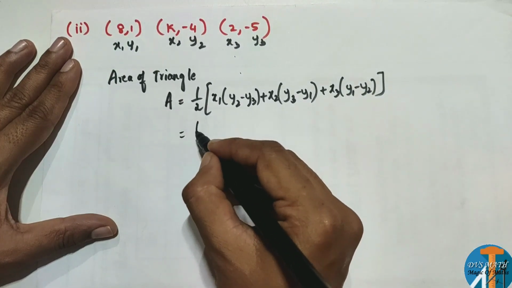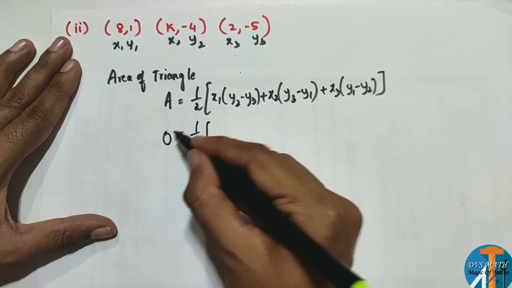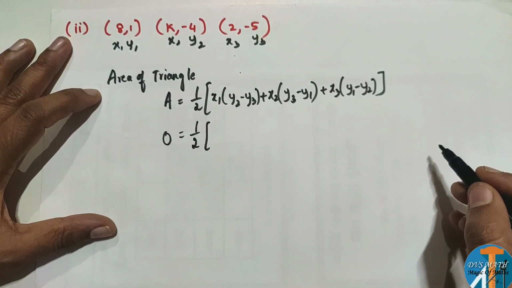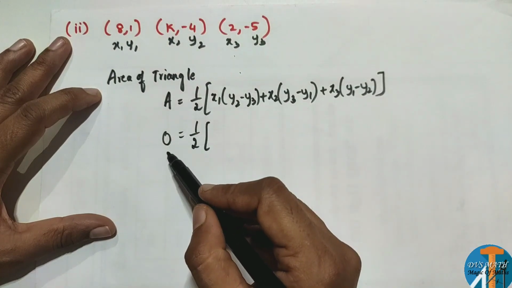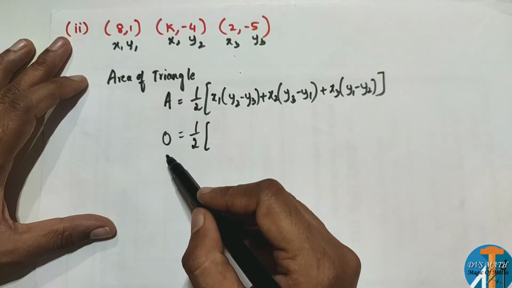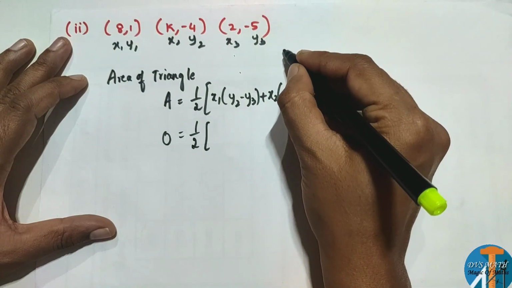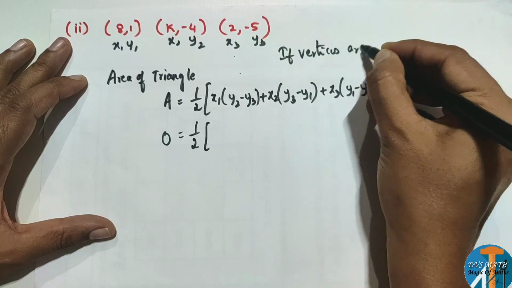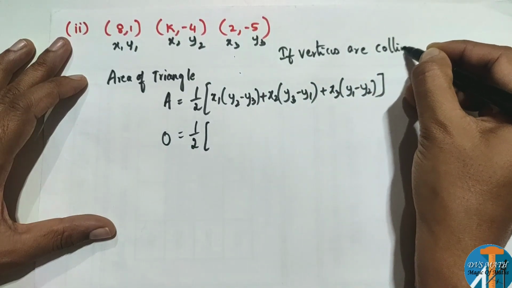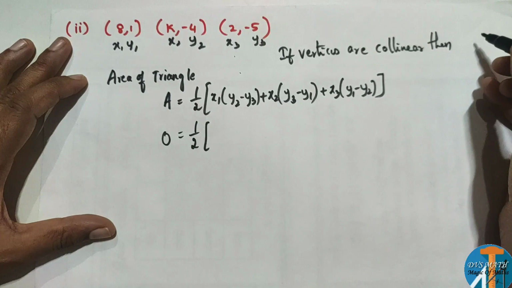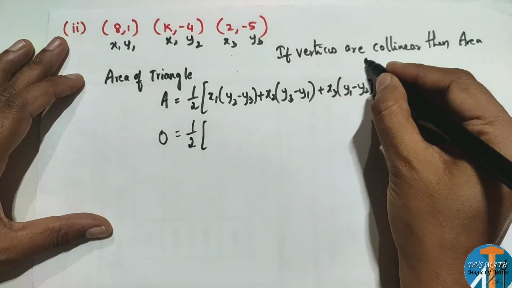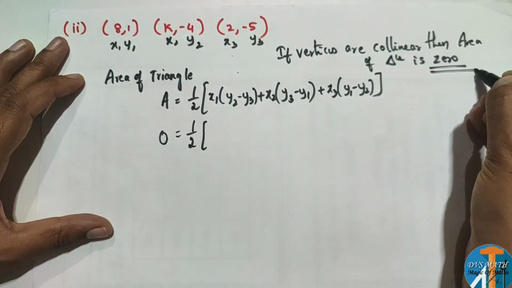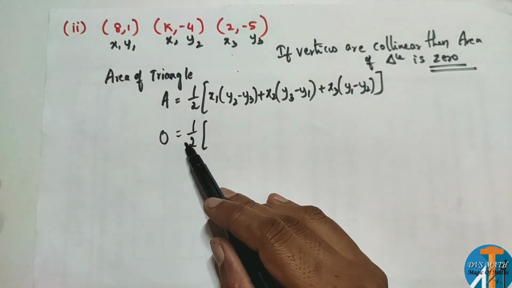So now what we are having, right, half. So what will be the area? 0, as it is collinear. So here they are saying the points are collinear, right? So at that time what you have to consider, area is equal to 0. You can write the reason also: if vertices are collinear, then area of triangle is 0. Okay, this is the reason why we are taking 0 here.